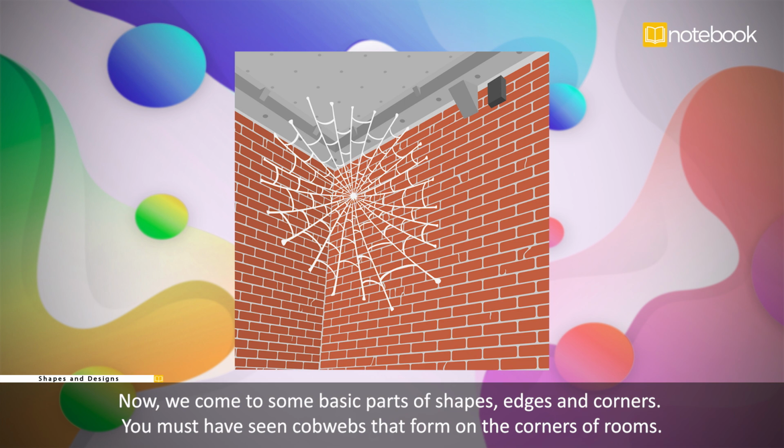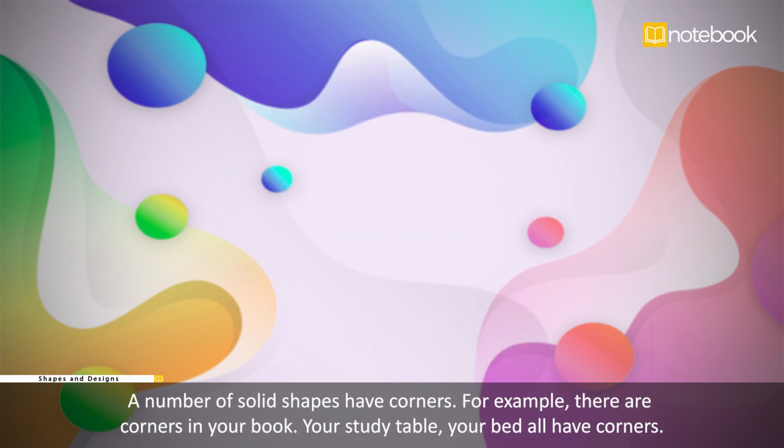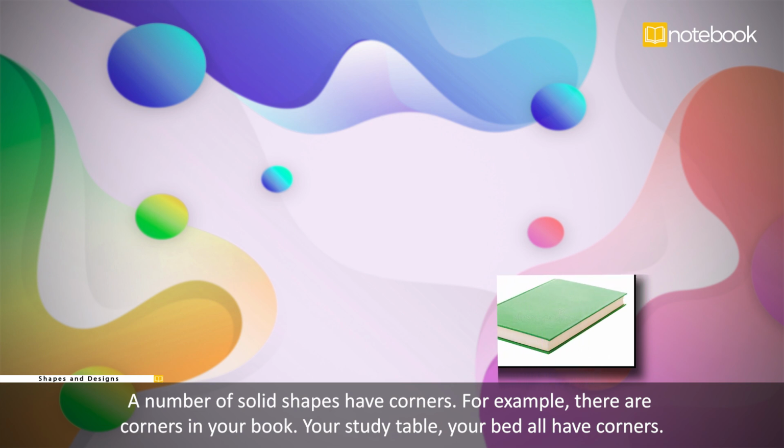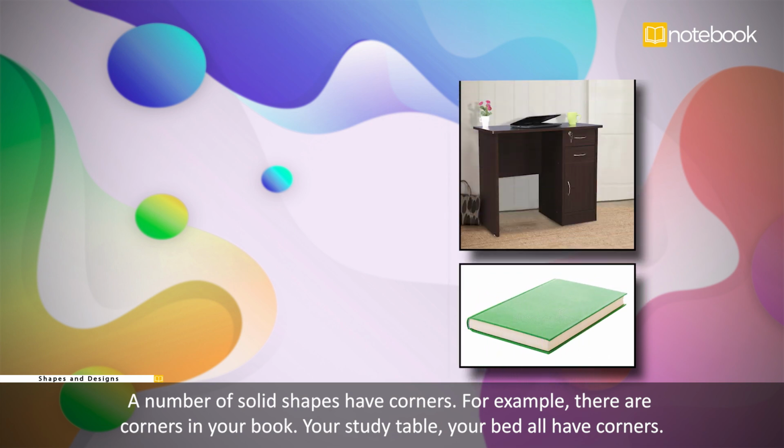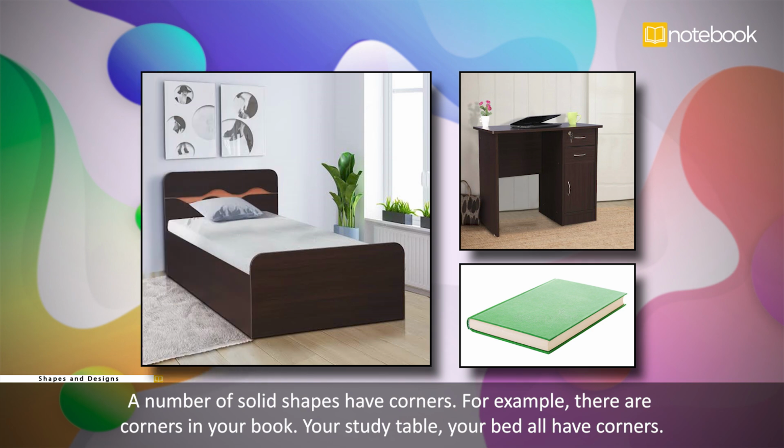Now, we come to some basic parts of shapes: edges and corners. You must have seen cobwebs that form on the corners of the rooms. A number of solid shapes have corners. For example, there are corners in your books, your study table, your bed, all have corners.